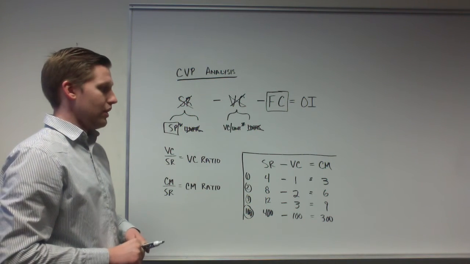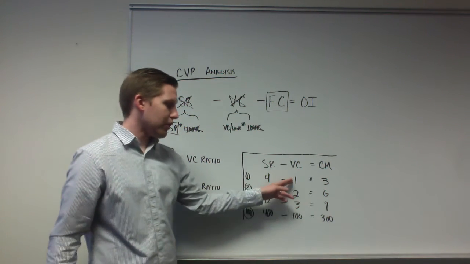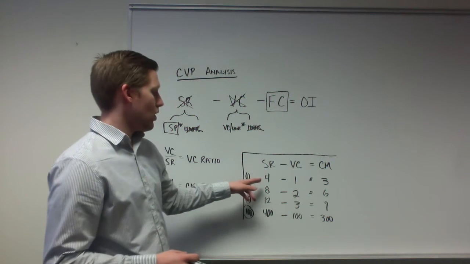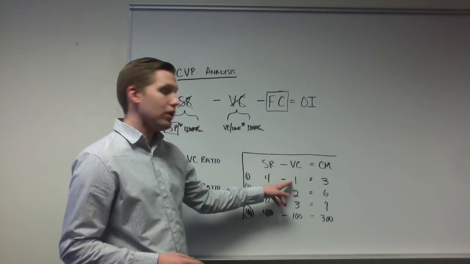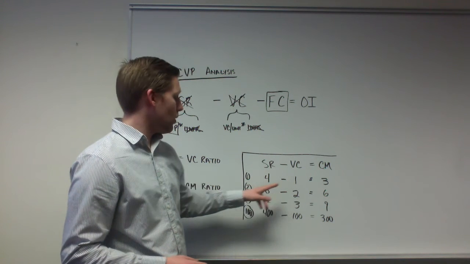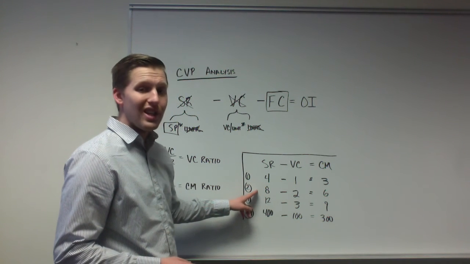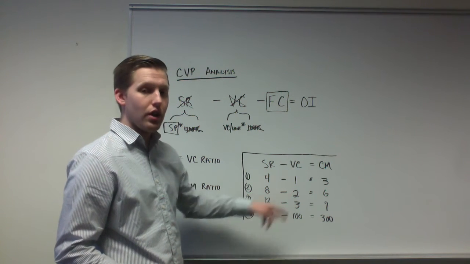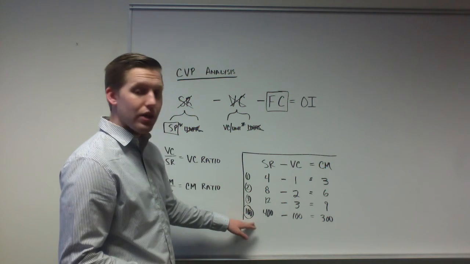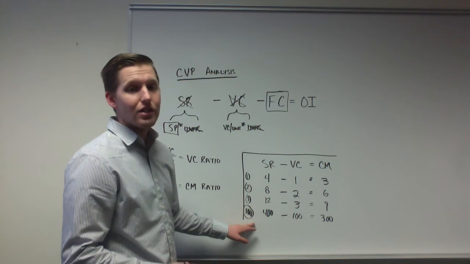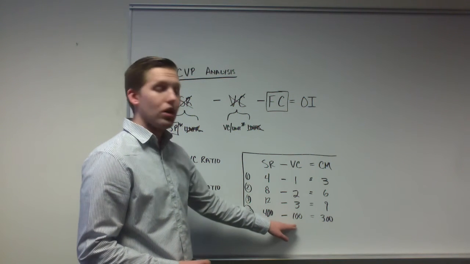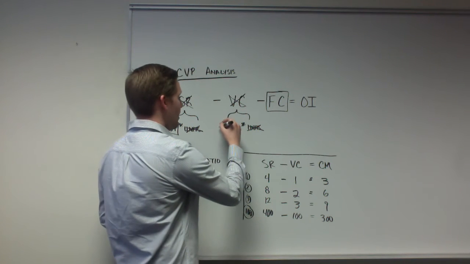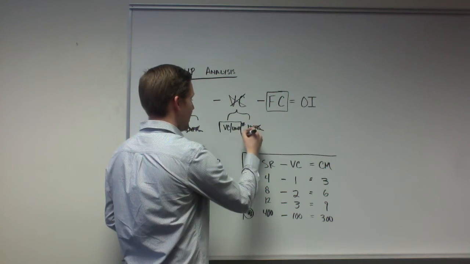Variable cost per unit. In this example, your variable cost per unit doesn't change. When I sell 1 unit, that 1 unit costs $1. When I sell 2 units, each unit costs $1 for a total of $2. When I sell 100 units, each unit costs $1 for a total cost of $100. So this I care about. The variable cost per unit isn't changing.